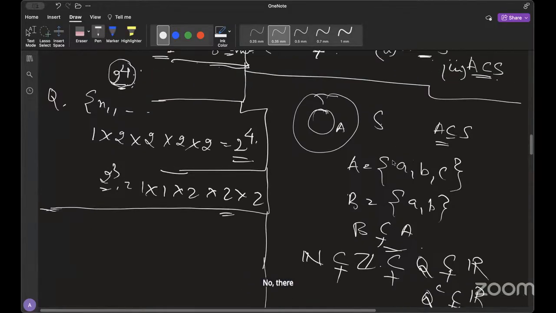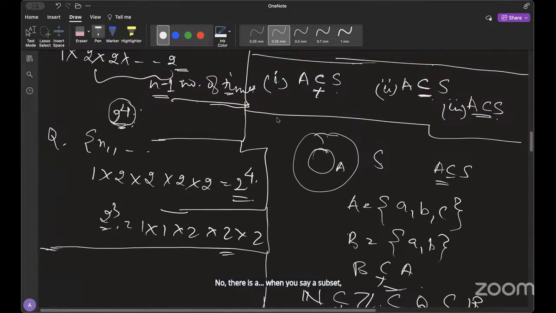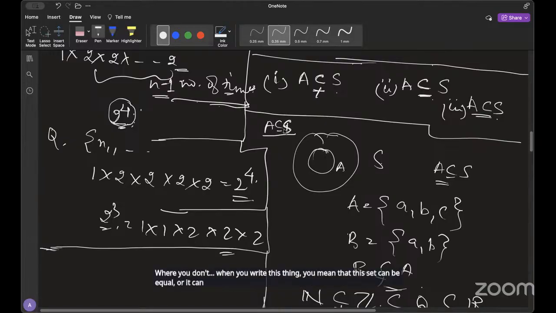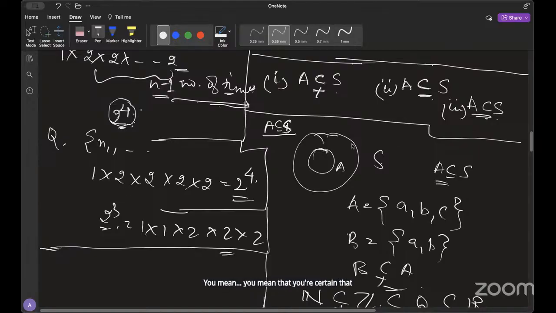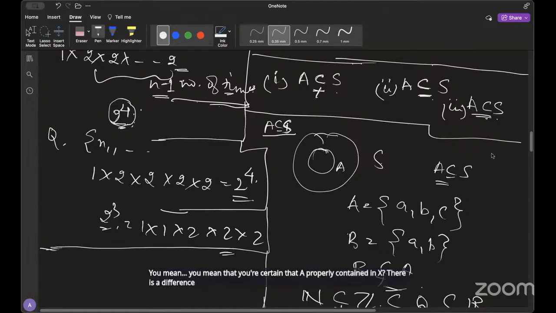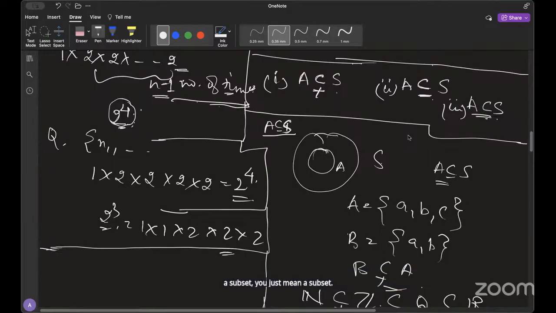No, when you say a subset, you typically write it in this manner, where you mean that this set can be equal or it can be properly contained in this, where you're not certain. But when you write this thing, you mean that you're certain that A is properly contained in S. There is a difference between them. When you say a subset, you just mean a subset. You don't mean proper or improper.